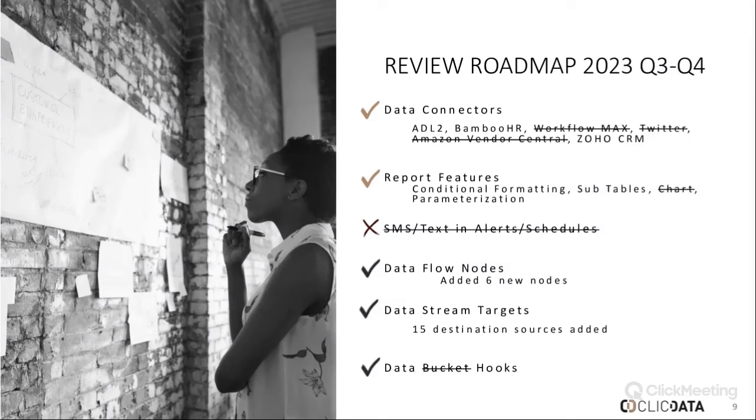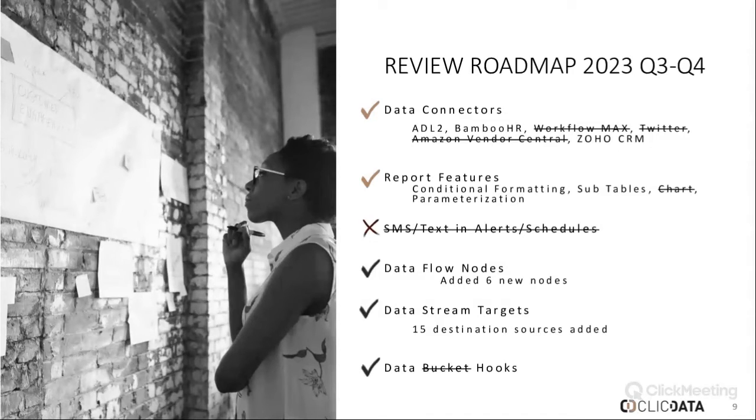I'm not going to recap everything that we've done in 2023, but it's always nice to show my last presentation from a year ago. It's not even a year ago. I presented this in June of 2023, which was a roadmap that was left to do for Q3 and Q4. And we actually ended up doing a lot of these things: data flow nodes, data stream targets, data hooks. They used to be called data buckets. And we had some data connectors that we wanted to get done.